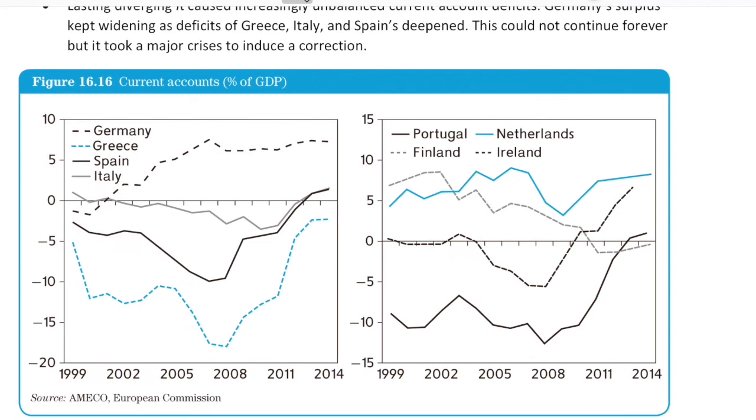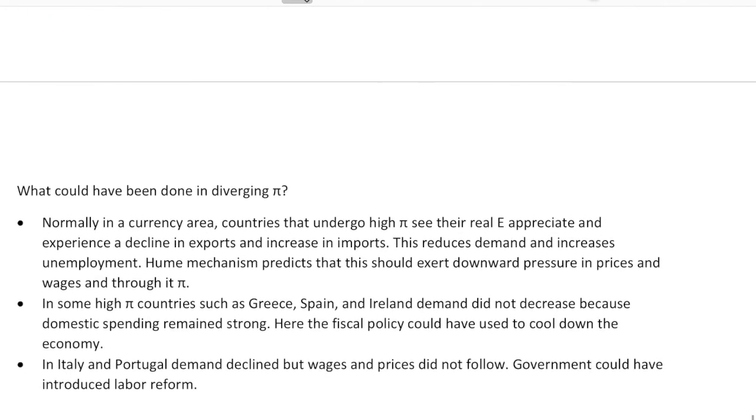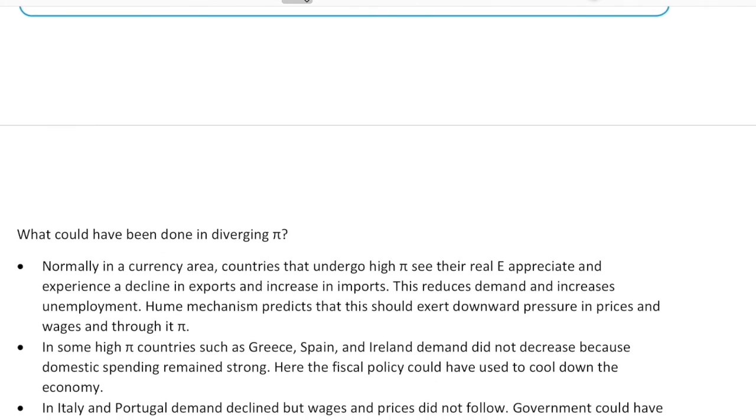The same with Portugal, Netherlands, Finland, and Ireland. If you look at Netherlands and Finland, they have a surplus, but Ireland and Portugal have a deficit, which was further exacerbated in the financial crisis. Okay, so now the question is, what could have caused divergence? This is not in inflation, but in current account deficit and balance of payments. Okay, so I'm going to have to fix that.